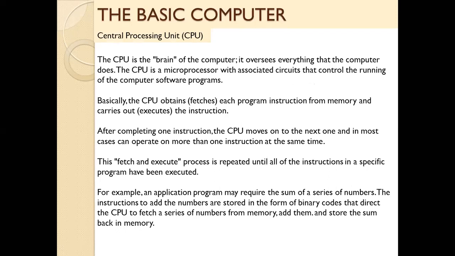The central processing unit is the brain of the computer. It oversees everything that the computer does. The central processing unit is a microprocessor with associated circuits that control the running of the computer software programs. Basically, the central processing unit obtains each program instruction from memory and carries out the instructions.